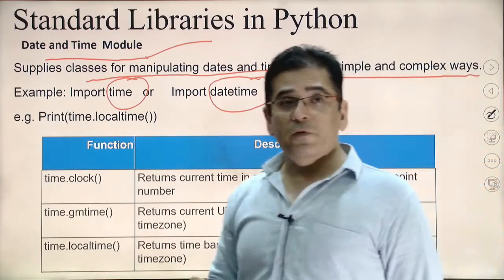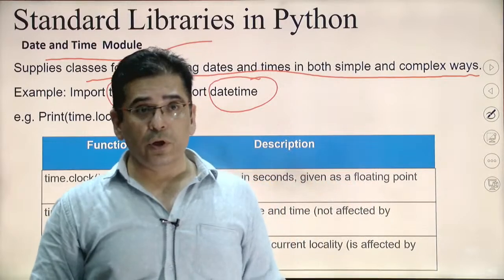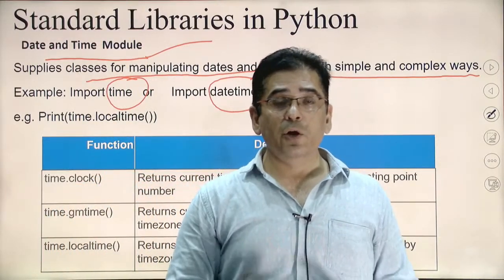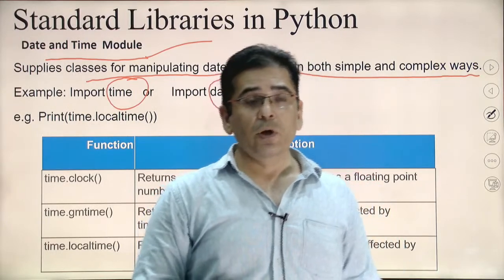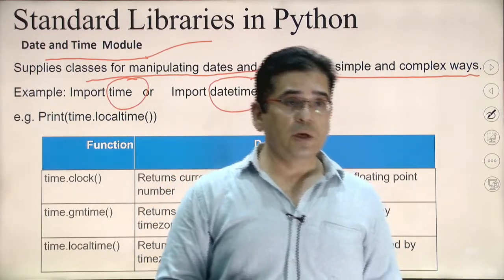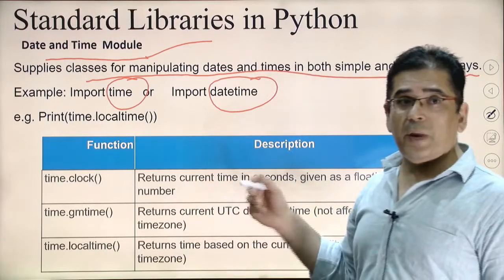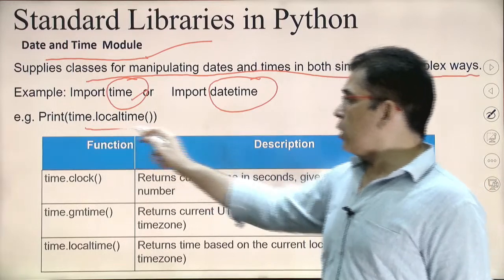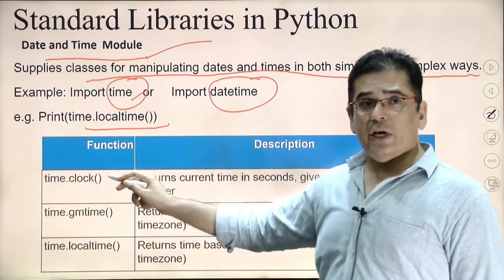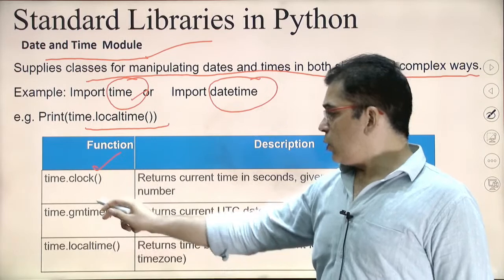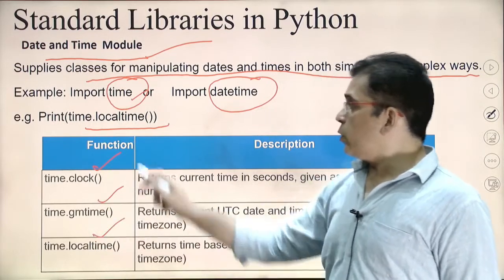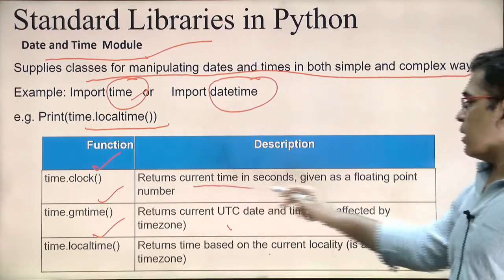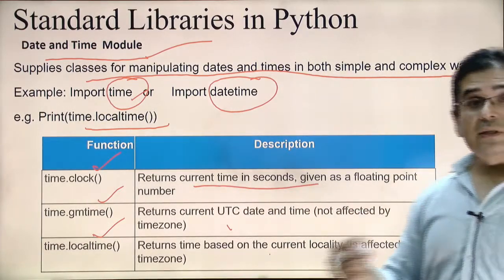Simply, the date and time module is used to get your system's current date and time, and show it in the output of your program or application. There are three functions I have given here: time.clock, time.gmtime, time.localtime. What are their descriptions? Clock returns the current time in seconds.